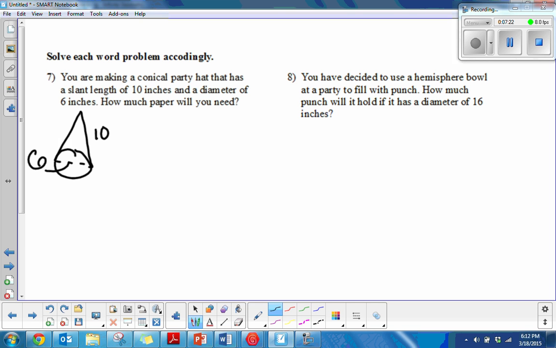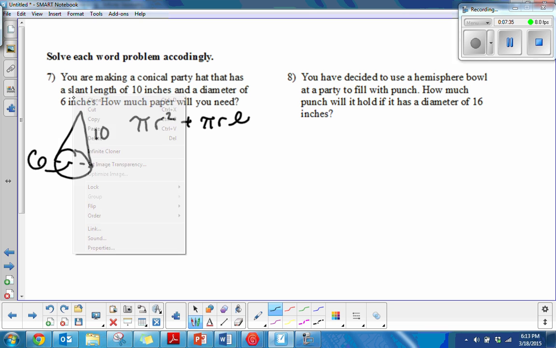But when you go to the surface area equation, what you want to be aware of is that you're using pi r squared plus pi r l. Okay, and that l stands for the slant length, so the slant length right here.